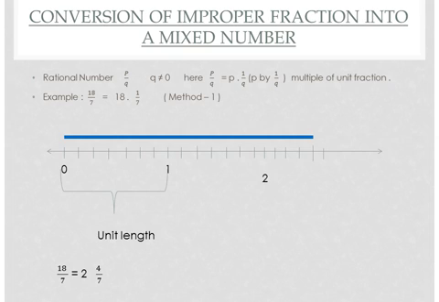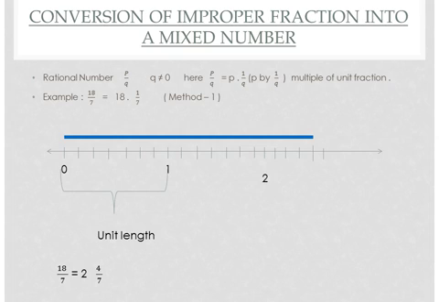Whenever you want to show a fraction on a number line, like 18 upon 7, 7 is the denominator and the denominator shows the unit length. Here is a number line and there is the unit length. Every unit length is divided into equal parts by the denominator, which is 7. So we make 7 equal parts from 0 to 1. Again from 1 to 2 there are also 7 parts. And the numerator is 18. So the numerator tells me the number of such parts.